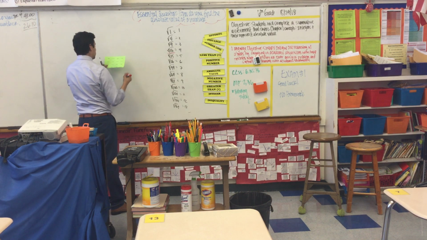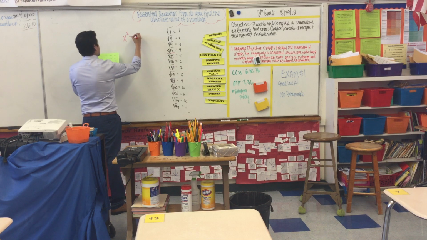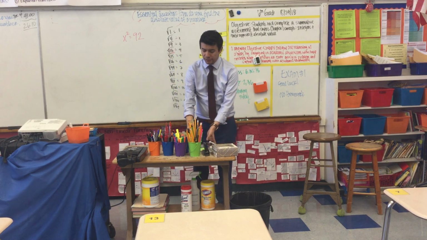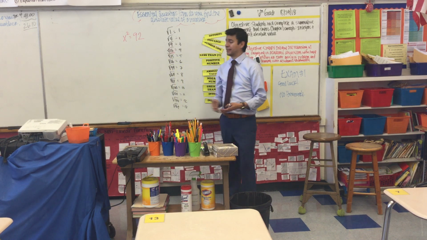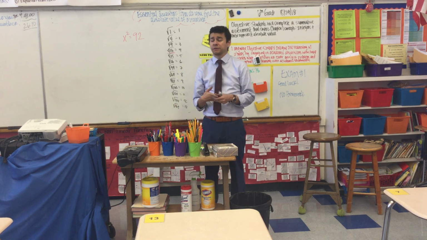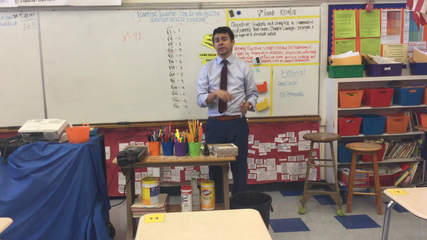Let's do this one. X squared equals 92. Oh my God, what did you just do? Okay, it's totally different from the last problem we did. It's a simple radical equation. I already went over how to solve radical equations in a previous video, so if you forgot, look at that video.